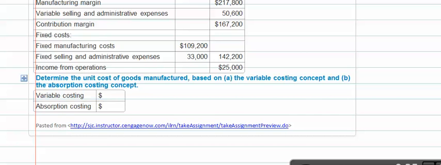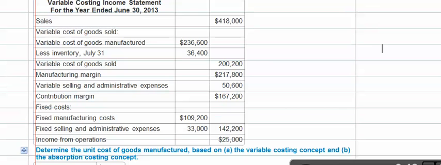I'll take all four of the costs, the direct materials, the direct labor, the variable factory overhead, and the fixed factory overhead, add those up, divided by the number of units that were manufactured, and I'll have that cost. So that's what I'm going to do. Let's go ahead and take a look at some of these numbers and put them together.